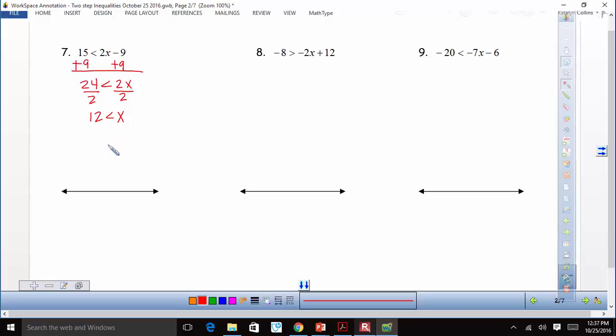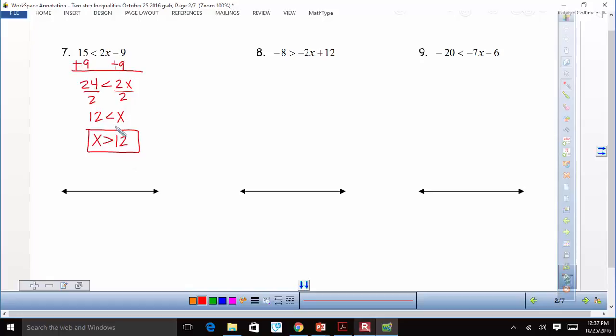So when I rewrite this, is the open part facing x or the closed part? Let's think of it like this. If this is an arrow, which way is the arrow facing, the 12 or the x? The 12. So when I flip it, I want to make sure it's still facing the 12. Is the arrow facing the 12 here? Yes. So see how it swapped so that it would still be facing?